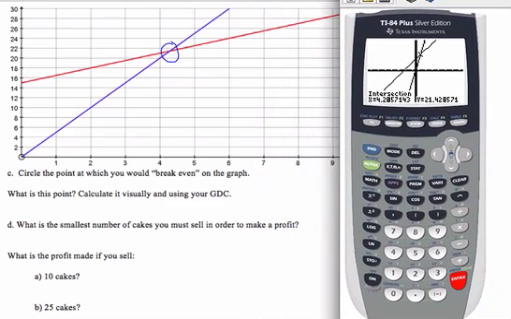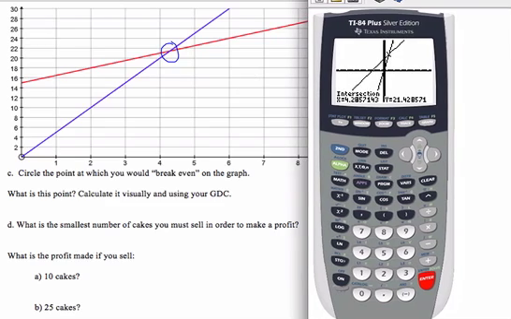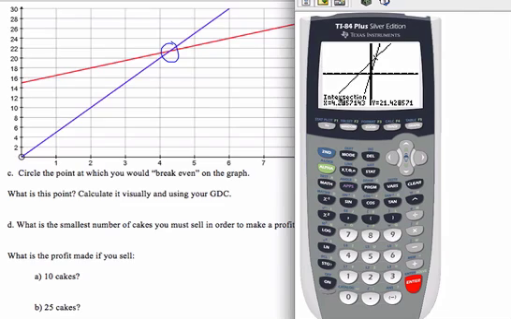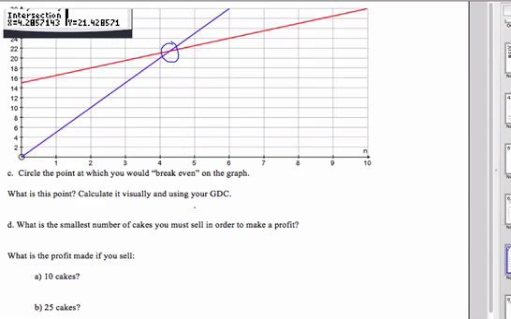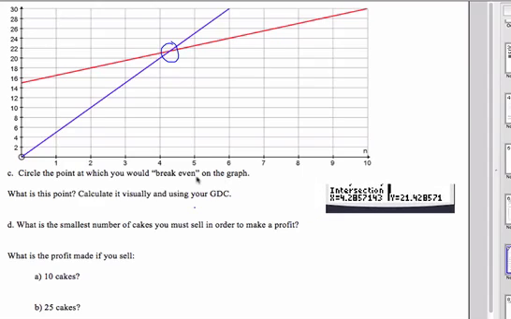Alright, so let's round these numbers. Let me just copy and paste that over here. So it looks like our point of intersection is approximately 4.29, 21.4, using three significant figures. So after selling 4.29 cakes, it looks like you break even. So what's the smallest number of cakes you need to sell in order to make a profit? Well, you can't sell 4.29 cakes, so you need to sell 5 cakes in order to make a profit.